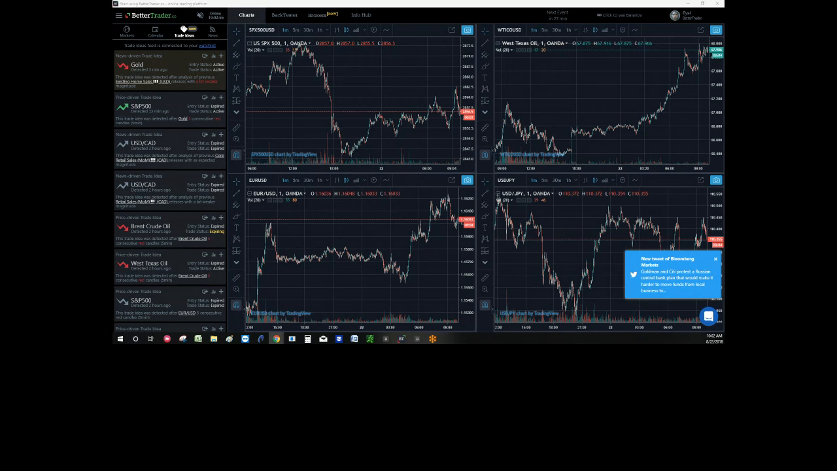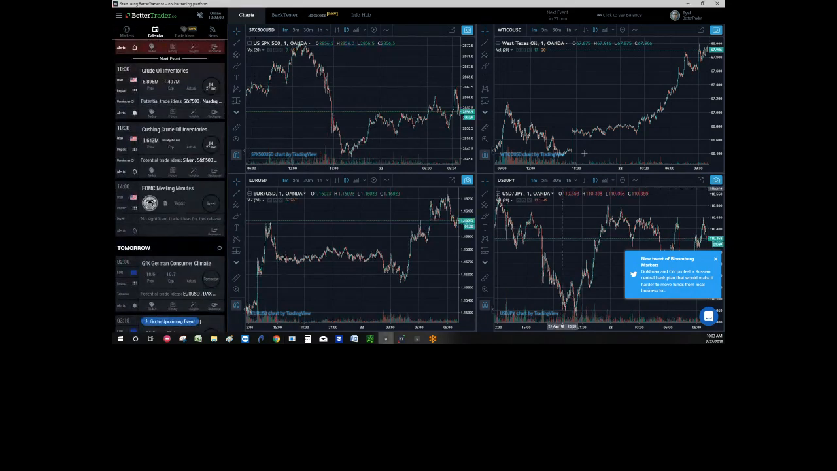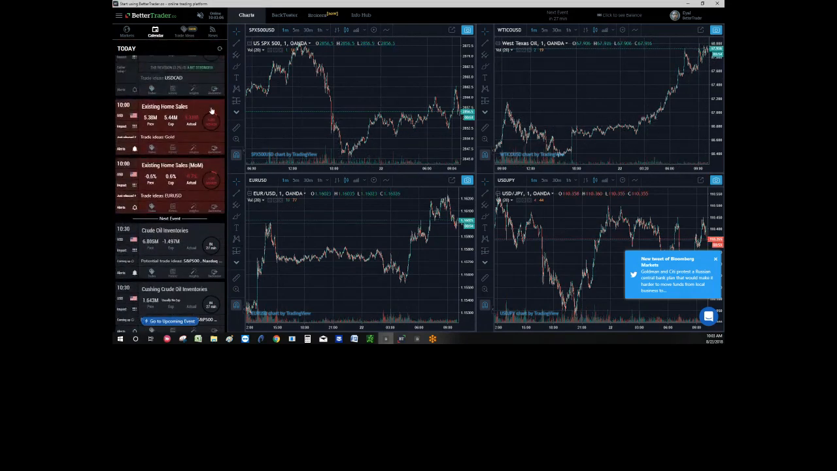Okay, so let's go first of all to the economy calendar. What you see now is my web version of the economy calendar and the BetterTrader platform. It's without installation. It's just a nice screen without all the navigation at the top.